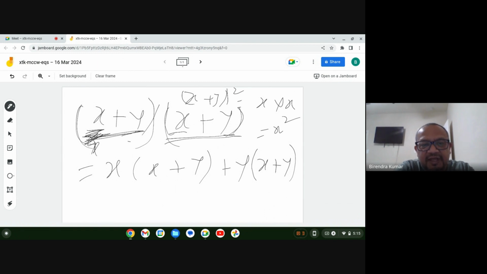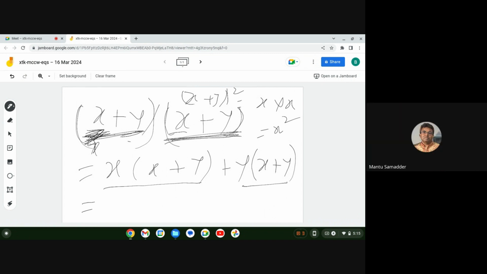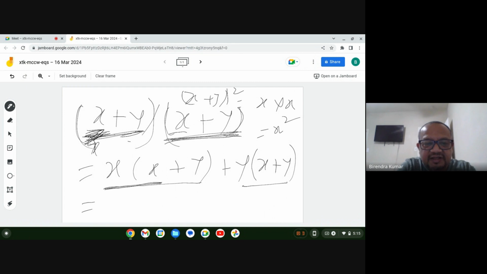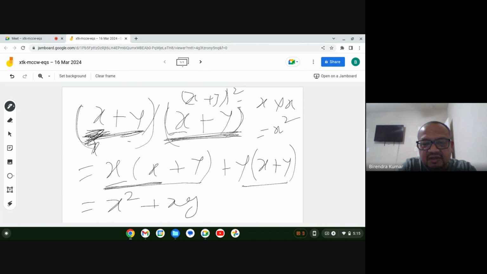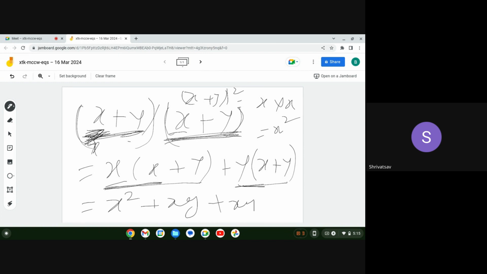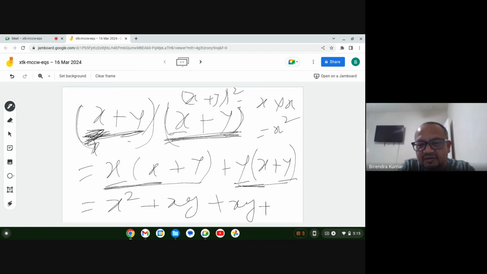First it will be x multiplied by this, then plus y multiplied by this, right? That's how I'm breaking it. Then you break it down. So x into x makes it x squared, plus x into y makes it xy, plus y into x, you can write it as yx or xy, and then y into y becomes y squared. So you see two times xy, x squared plus y squared. So that is how it was. x plus y whole square equals x squared plus y squared plus 2xy.